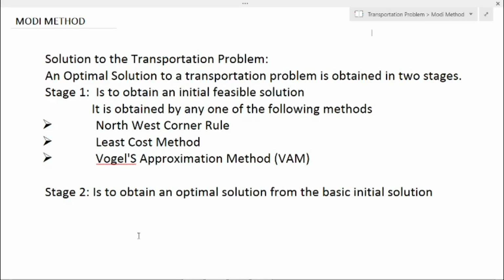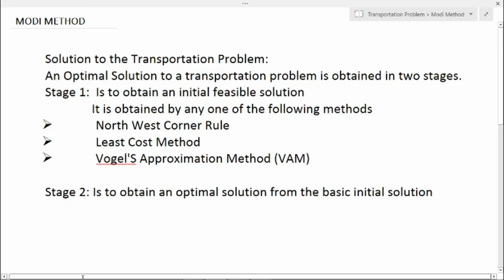In this video, I am going to explain how to solve a transportation problem by using UV method or modified distribution method. This modified distribution method is commonly known as MODI method. Here, finding the solution to the transportation problem is obtained in two stages. First one is to obtain an initial feasible solution.